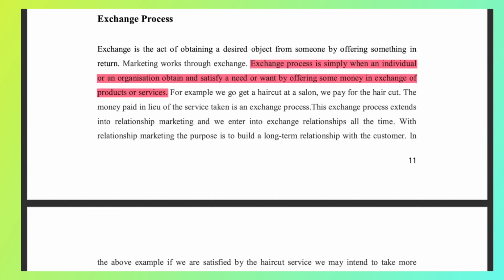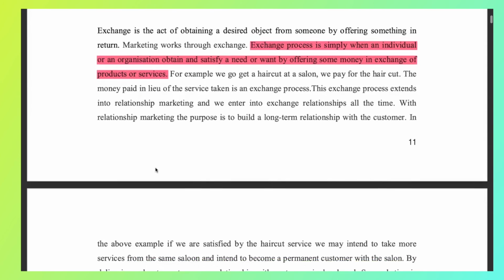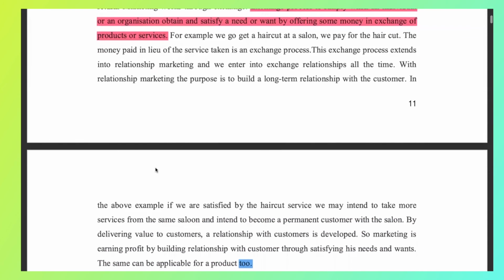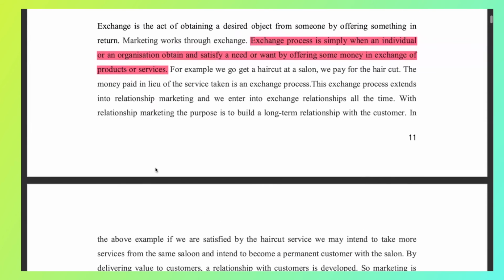Marketing works through exchange. So exchange process is simply where an individual or organization obtains and satisfies a need or a want by offering some money in exchange for products or services, as I explained. Nobody will give you a product for free, otherwise the producers or manufacturers will not make money. But if you see that in the opposite, you give the money, but the manufacturers or producers don't give you the product, then it's not an exchange process.